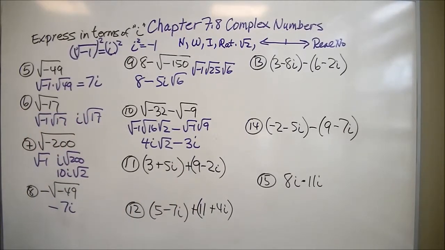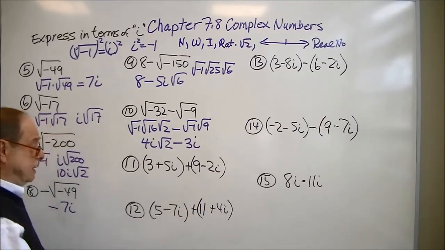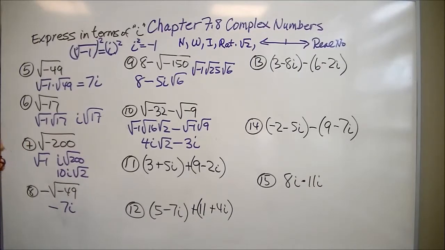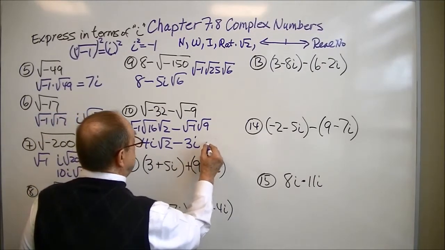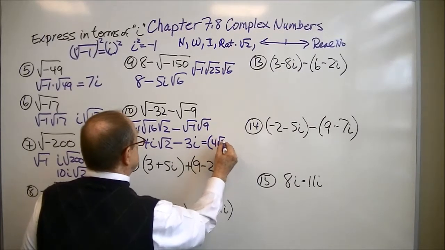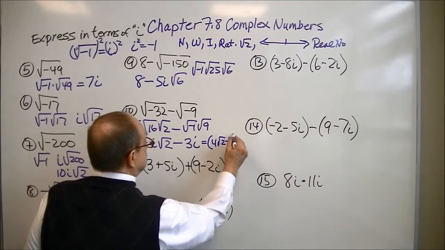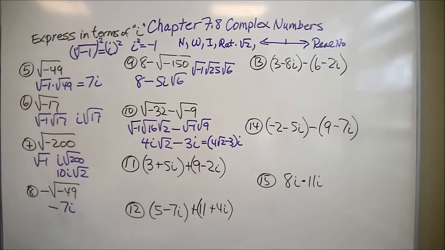Now, the answer they give in the book is they factor out the i. I don't know why they did that, but this is good like this. And let's show you that way. If you just factor out the i, you would have 4 the square root of 2 minus 3, and then the i out there. Well, I don't know.